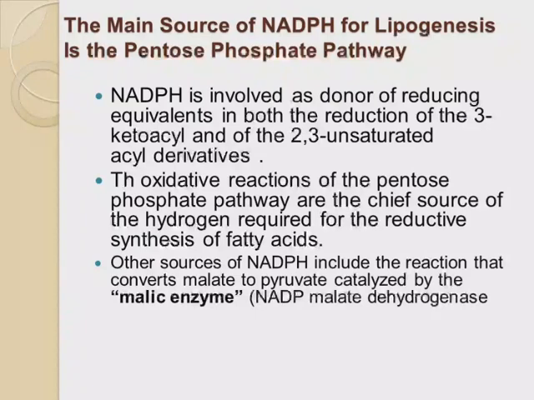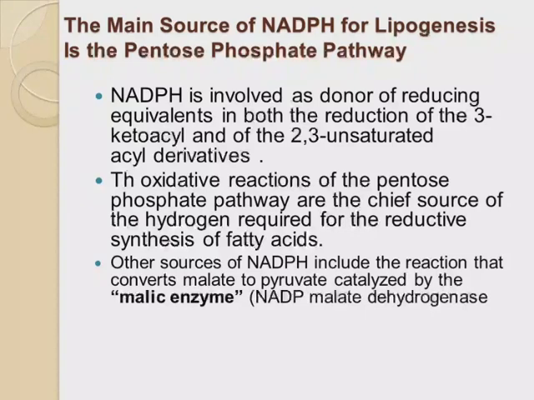The oxidative reactions of the pentose phosphate pathway are the chief source of hydrogen required for the reductive synthesis of fatty acid. So the main source of the hydrogen required for the reductive synthesis of fatty acid is from the pentose phosphate pathway. What is the hydrogen required for reduction? It is NADPH.